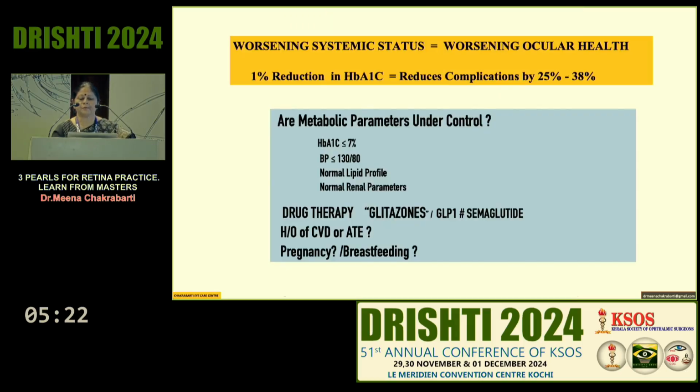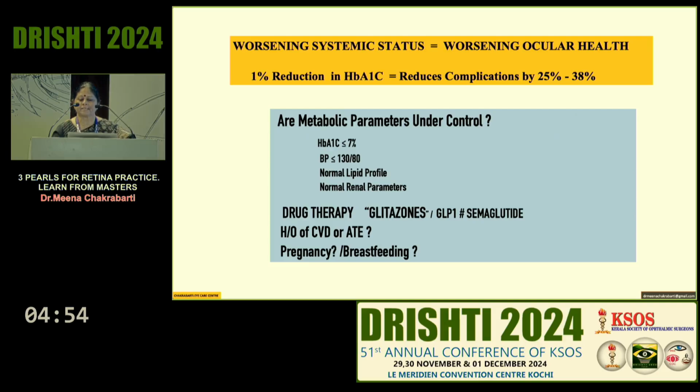For it's well known that worsening of the systemic status is equivalent to worsening of the ocular health, and a 1% reduction in HbA1c values translates to a 25 to 38% reduction in the sequelae of chronic diabetes. The standards of metabolic controls are different in different clinics. These are the standards that I have for my patients.